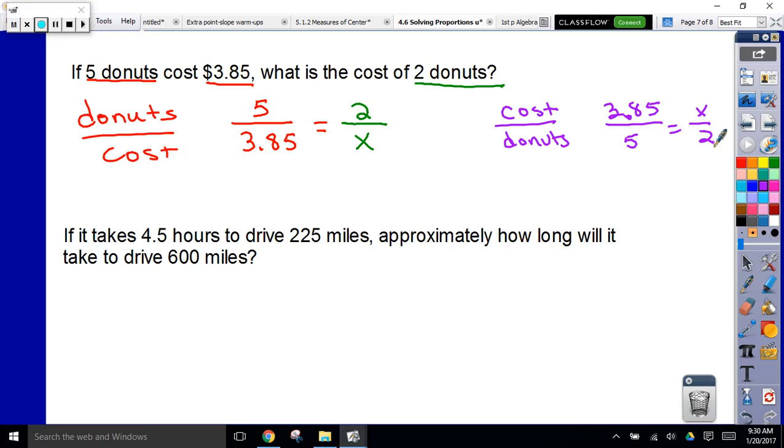So it doesn't matter which ratio you use. You can use this or this. But on this, the tops both have to be cost, bottoms both have to be donuts. The one on the left, the tops both have to be donuts, the bottoms both have to be cost. Okay, so when we multiply this through, we're going to get the same answer regardless of which ratio we use. We have 5x equals 7.70. So X equals $1.54.